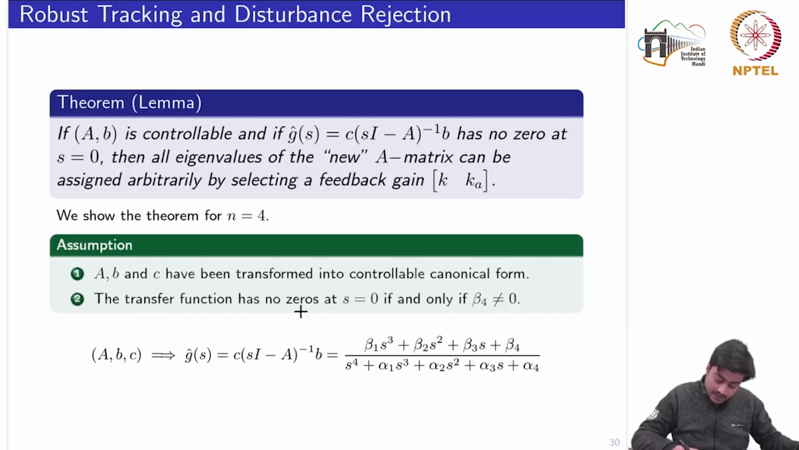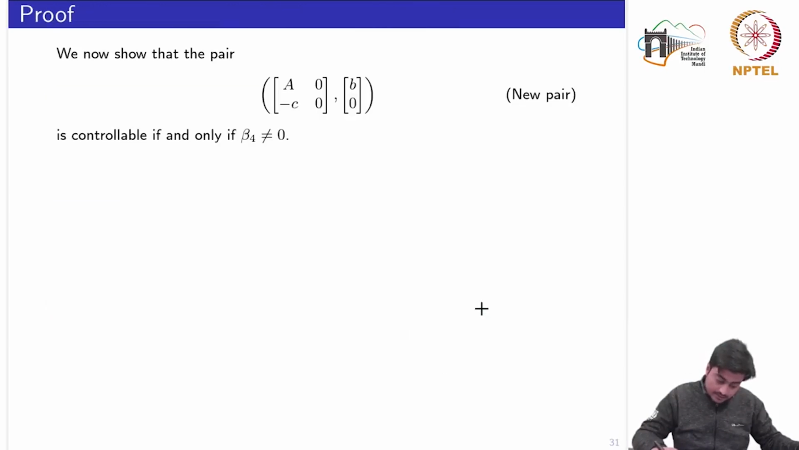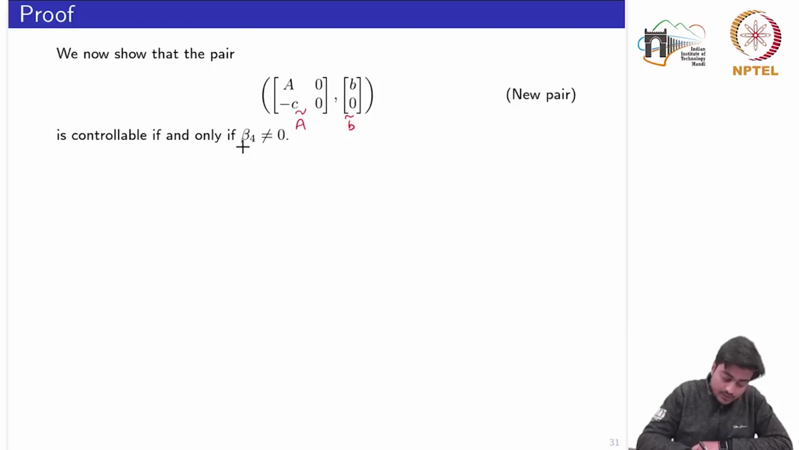Second, the transfer function has no zeros at s is equal to 0, the condition we had seen earlier, and this is only possible if and only if beta 4 is not equal to 0, considering the transfer function for n is equal to 4. Taking these assumptions forward, the proof rests on showing that the pair, A tilde and B tilde, is controllable if and only if beta 4 is not equal to 0. If we are able to show this, then we have proved this lemma.